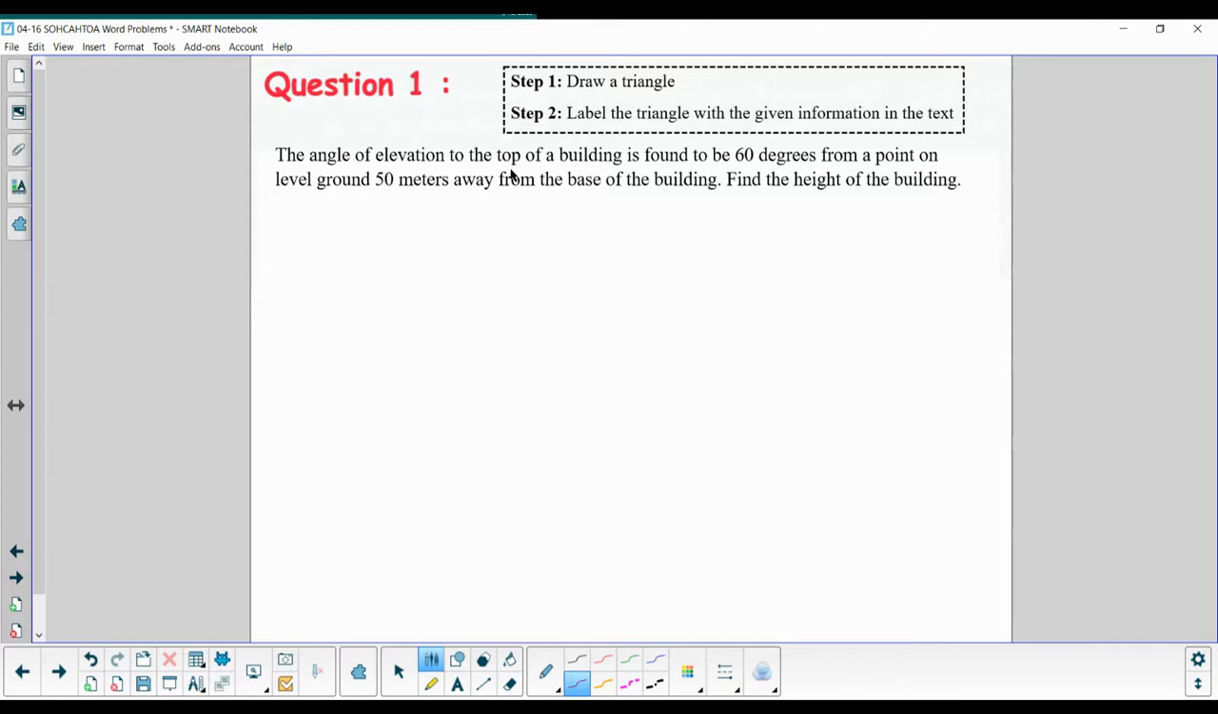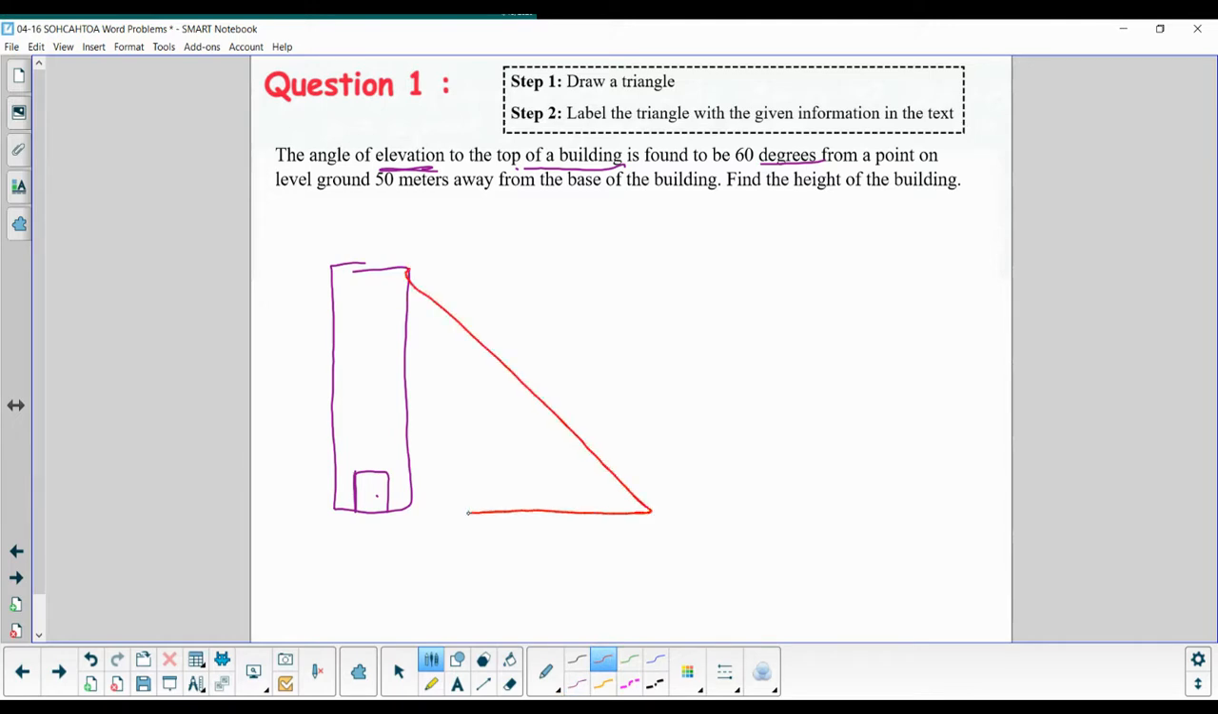So first I see that I have a building. It has a 60-degree angle of elevation. And then it says from a point on the ground. So first thing I'm going to do is draw myself a nice tall building. Doesn't have to be perfect. Here's my little door. And then it says the angle of elevation to the top of the building. So I know that I need something up here on the top of the building, and it's going to make a triangle.